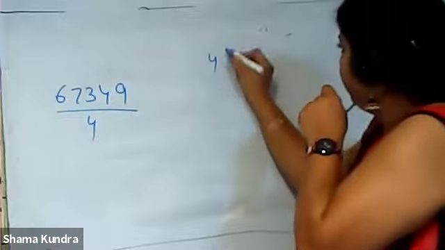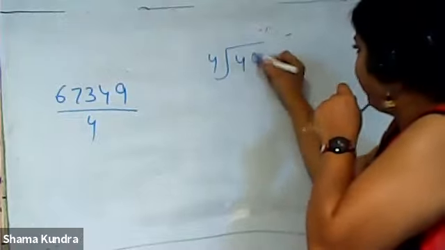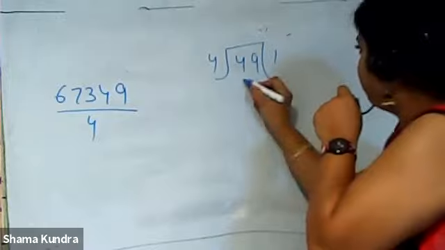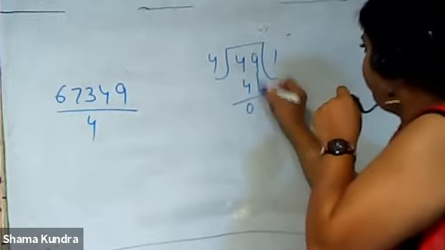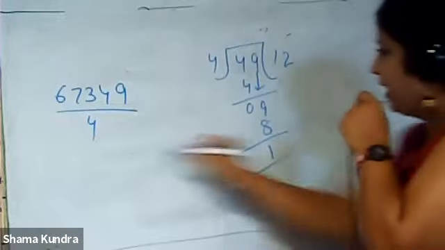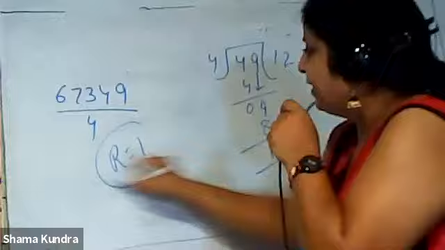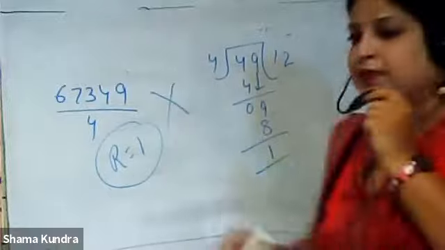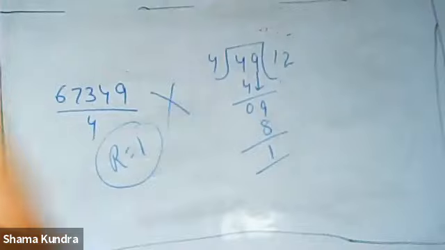When I divide 49 by 4: 4 into 4 is 1, remainder is 0. Next, 4 into 2 is 8, remainder is 1. Again, the remainder is 1, which is other than 0. So this number is not divisible by 4.